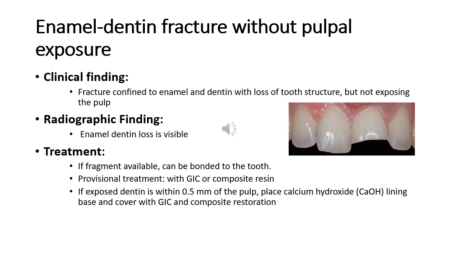Pain on percussion, if at all it does occur, is usually transient as long as the vascular supply to the pulp remains intact. Composite restorations in these cases are preferred, and in certain cases the fracture segments can be approximated and bonded back with the help of dentin bonding agents and composite restorations. You can also go for indirect veneering procedures.